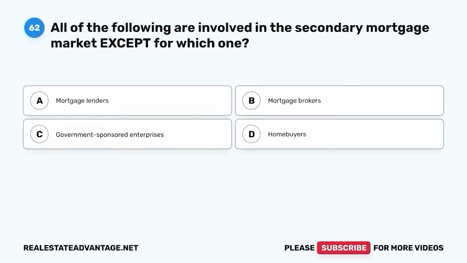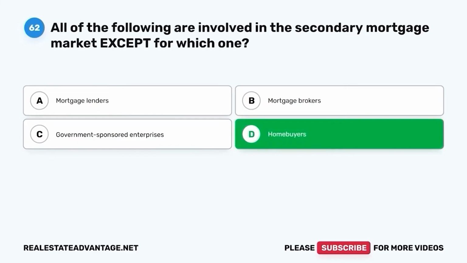Question 62. All of the following are involved in the secondary mortgage market, except for which one? A. Mortgage lenders. B. Mortgage brokers. C. Government-sponsored enterprises. D. Home buyers.